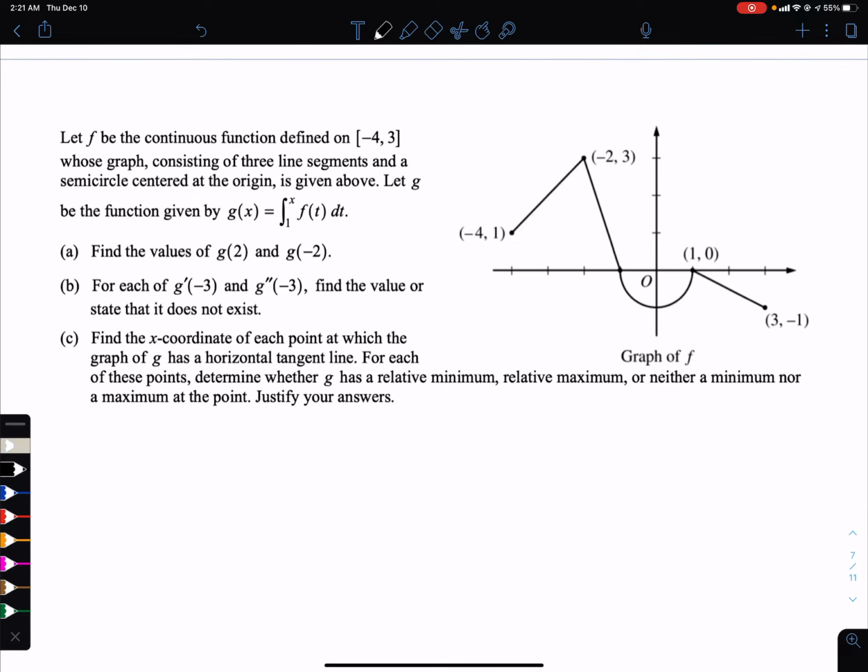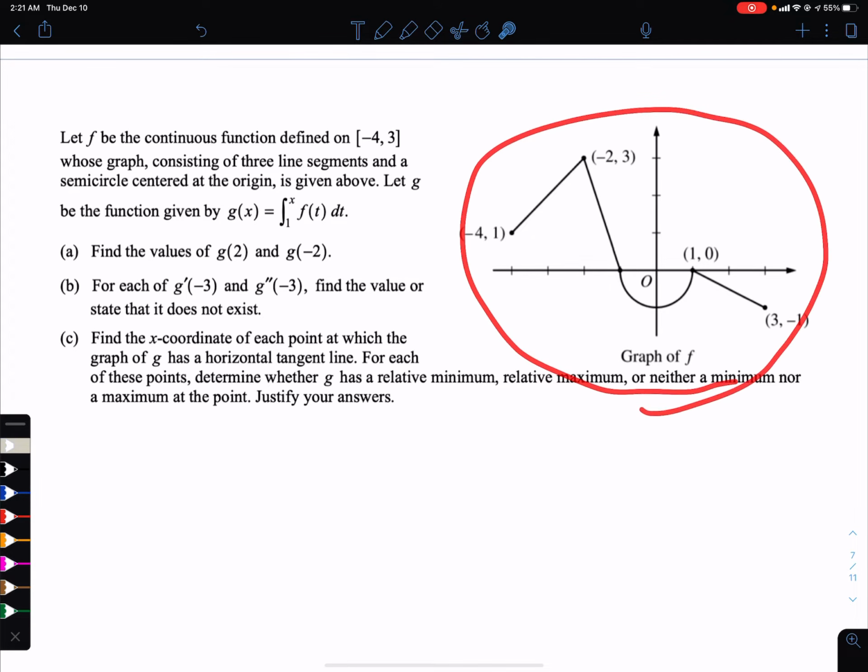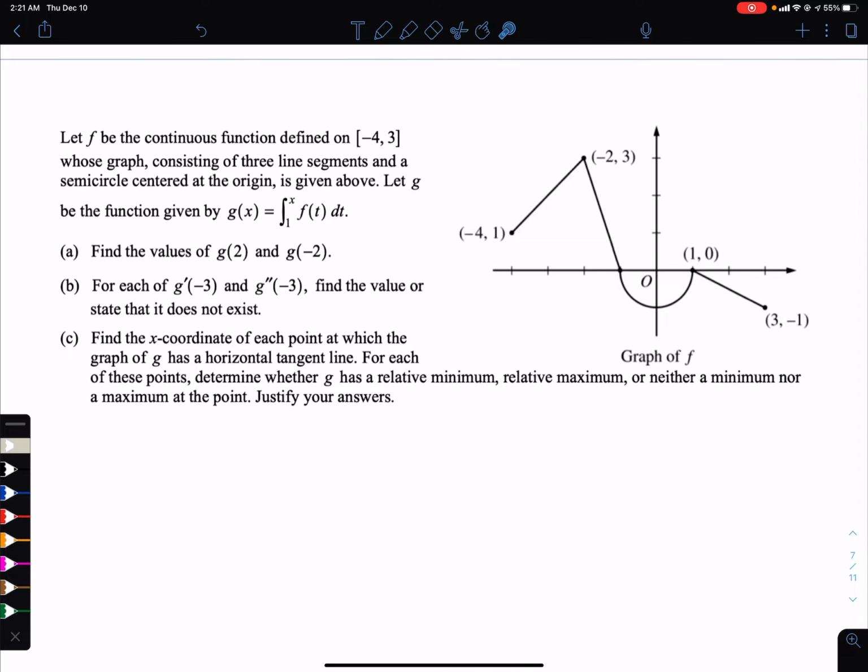Crazy stuff. Okay. So we have a function f given right here. That's f. And they define a function g. G is this. It's like an area function. It's the net area from 1 to x of this function f. Okay, so we want g of 2. You should be able to do that because we just had some example problems like that. G of 2 is the integral from 1 to 2 of f of t dt.